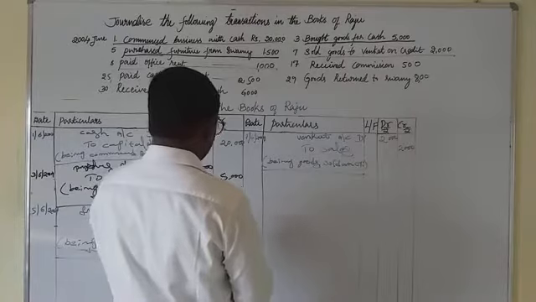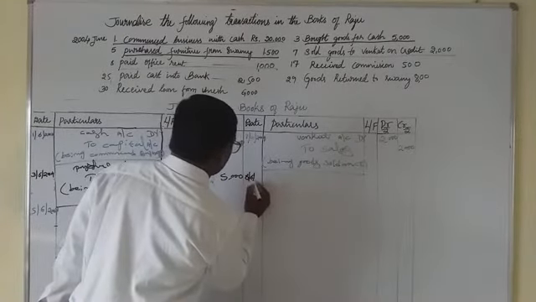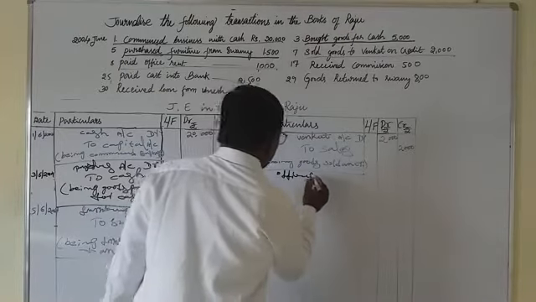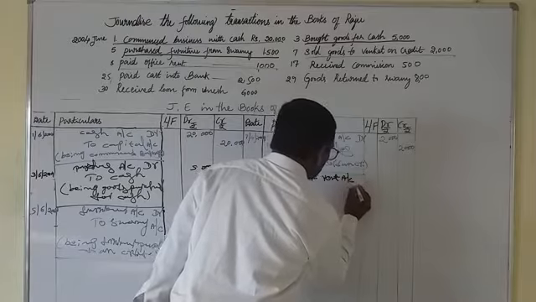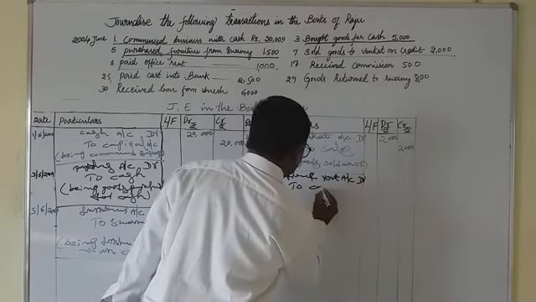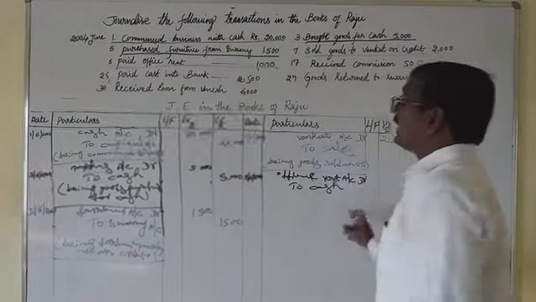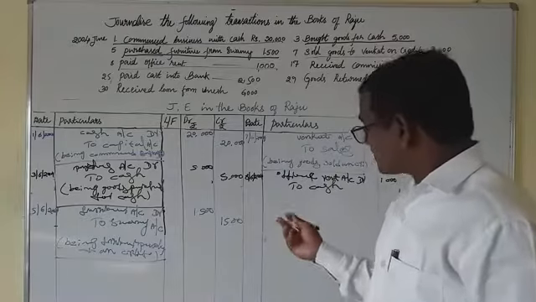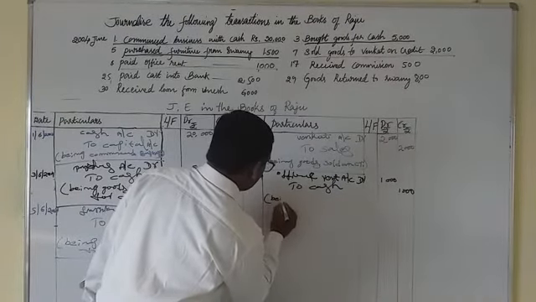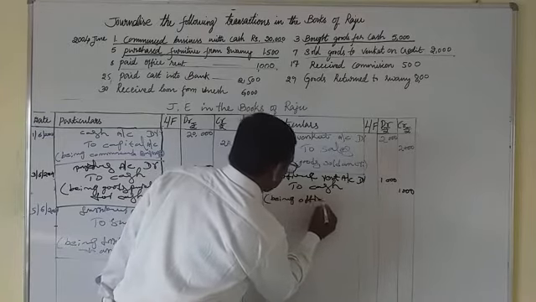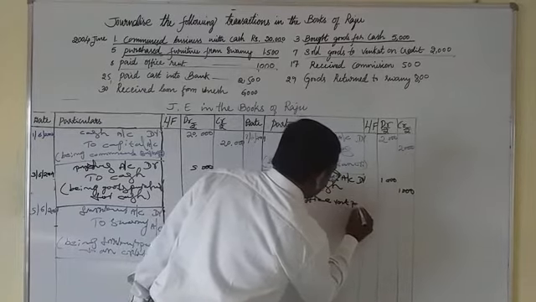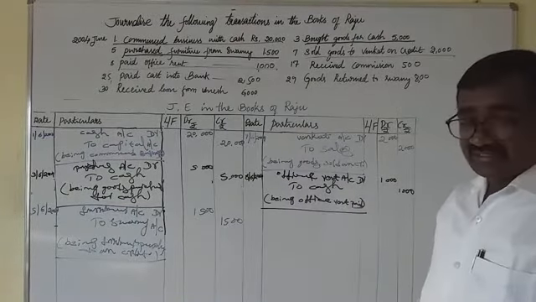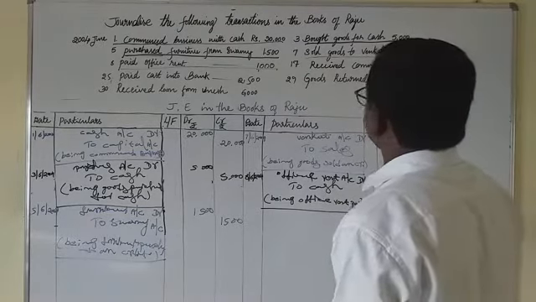Office rent account debtor to cash account 1000, being office rent paid. See the next entry.